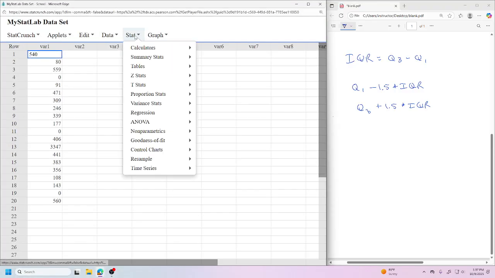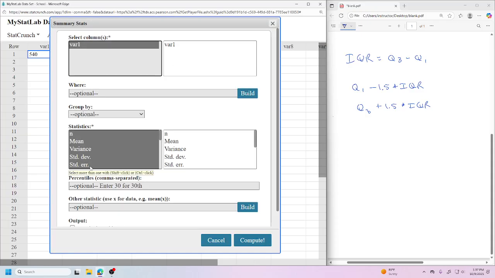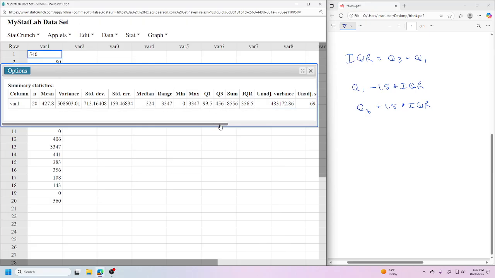So we go to StatCrunch, Stat, Summary Stats, Columns, because there's only one column. I'm going to click everything here because I want everything. See how I have an IQR right now? Q1, Q3. Let me find out what these are going to be. So Q1 minus 1.5 times the IQR. I'm just going to rewrite it now: I got 99.5 minus 1.5 times the 356.5.